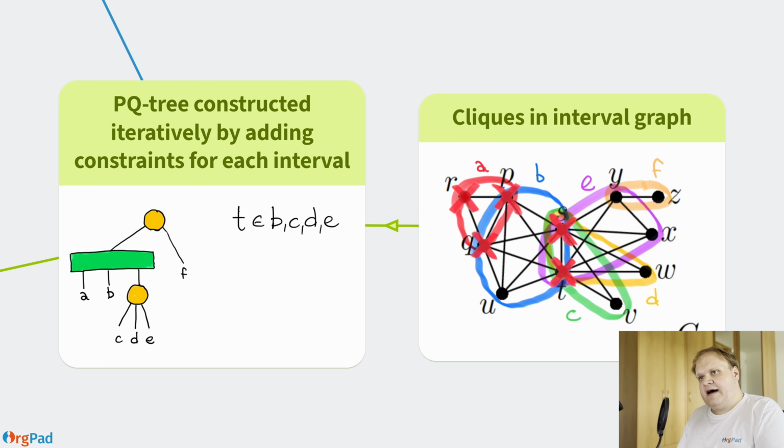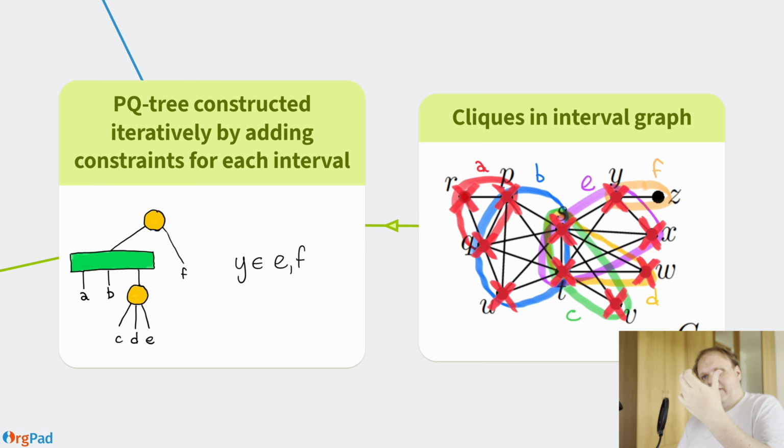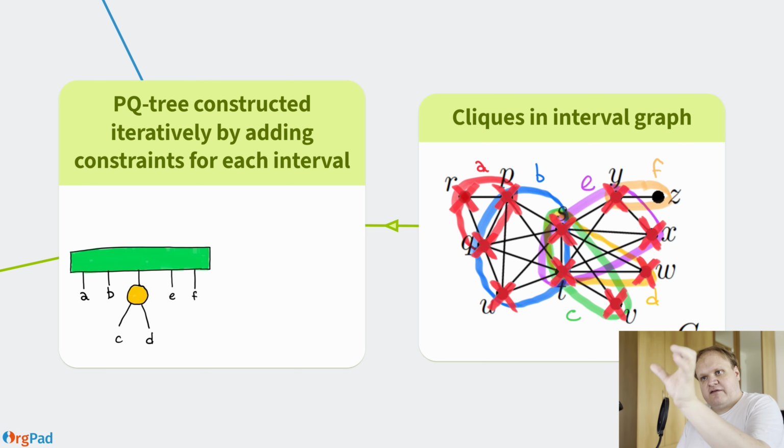T also doesn't add any constraint, U doesn't add any constraint, V, W, and X. But next we get to Y, and it puts E and F together. And now we have to actually collapse, so almost everything is put into a single Q node, like this. So now E and F appear together, and CD can be swapped. And this is now the final version because the last vertex doesn't put any constraints.